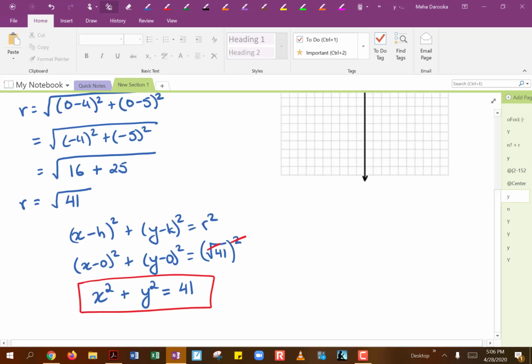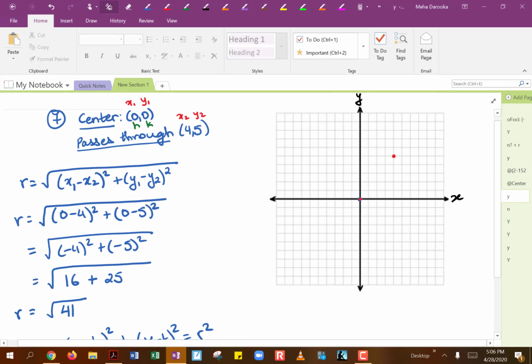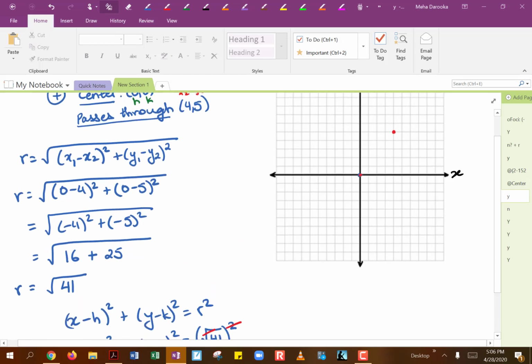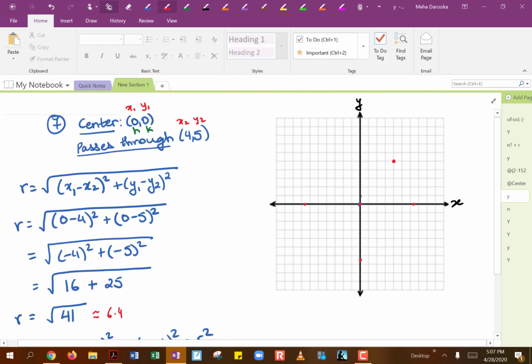Now, if you wanted to graph this, then we will need a decimal approximation of what square root of 41 is going to be, and approximately this comes out to be a positive 6.4. So if you just had to do this graph, we would need to go from the center 1, 2, 3, 4, 5, 6, about 6.4, and negative 6.4, 1, 2, 3, 4, 5, 6.